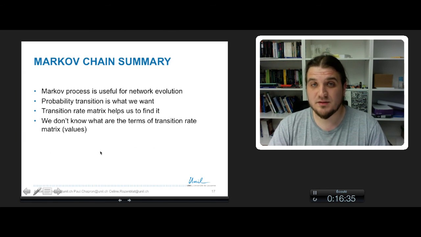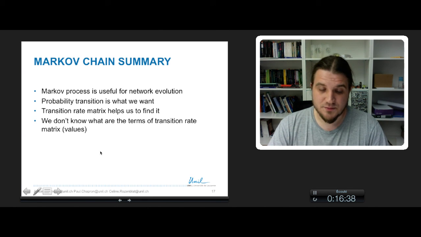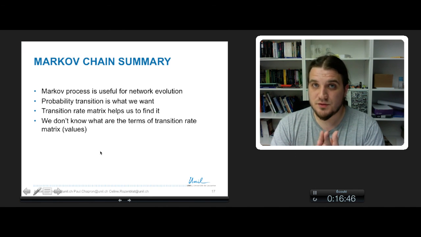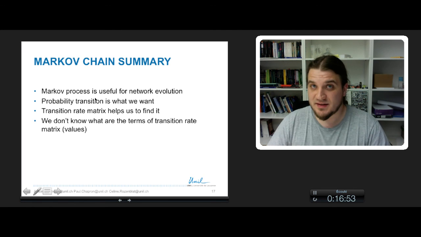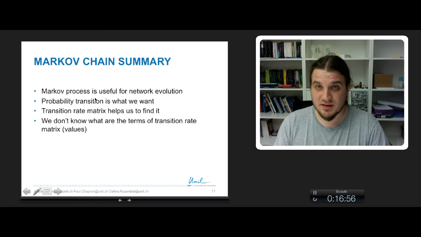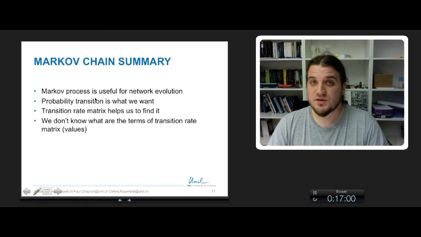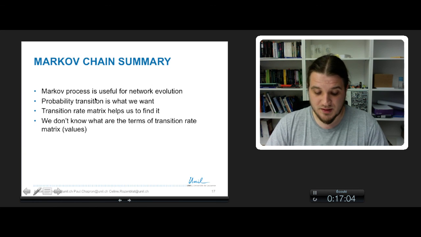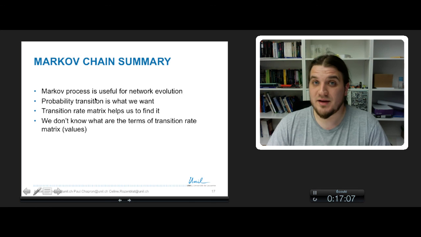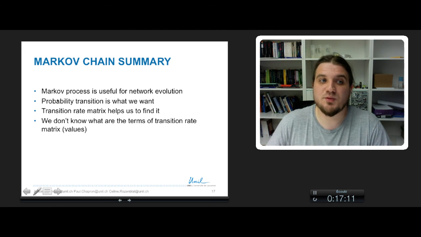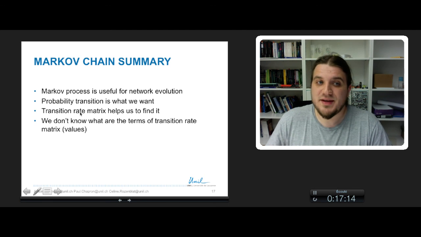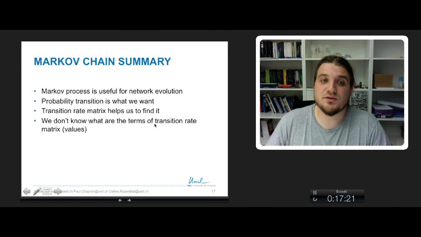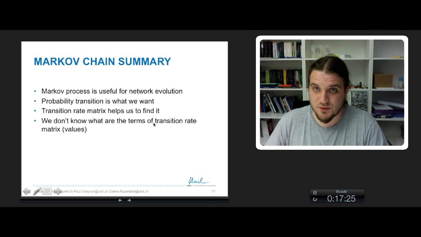So, a little summary for Markov chain, in case we use it for network evolution. Markov process is useful for network evolution description. If we have the probability transition matrix, we can describe every possible evolution of the network with its probability. So we will say, for example, that the most probable configuration to be reached by the network will be the one with the highest probability. So what we really want is the probability transition. But in fact, the transition rate matrix, the capital Q matrix, helps us to find it. But we don't know what the terms of the transition rate matrix are. We don't know what the values of Q are.